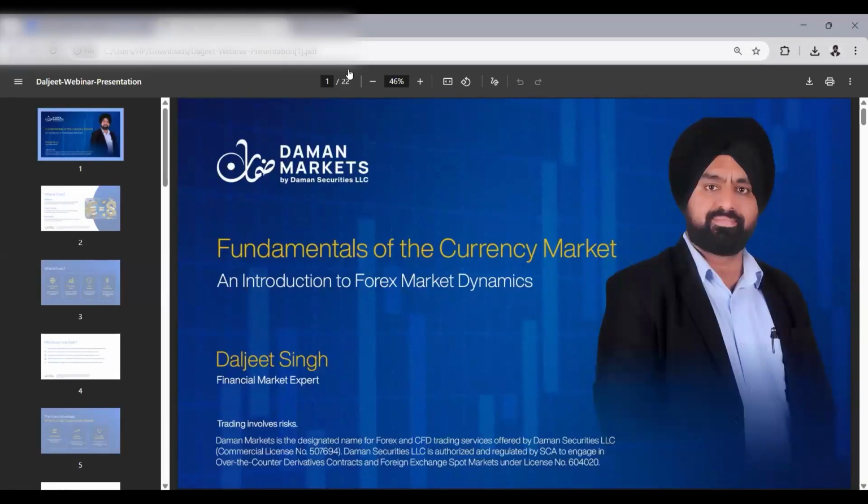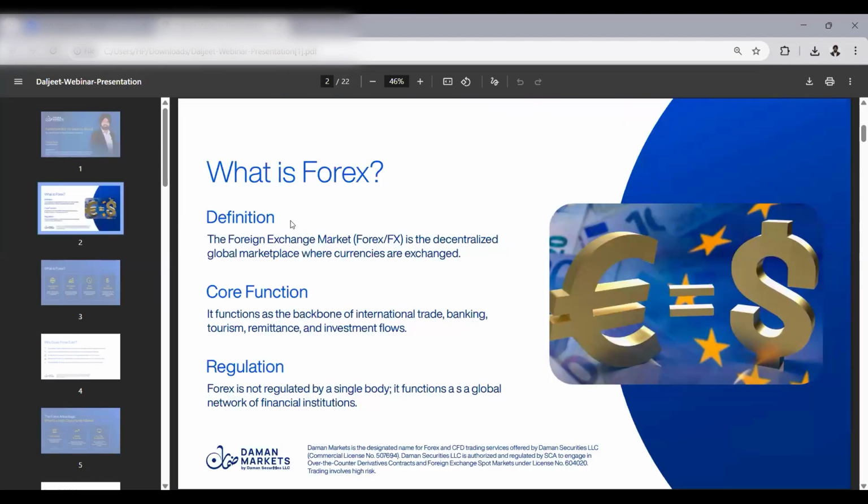So we are going to start the session with the fundamentals of the currency market, where we will understand what the forex market is all about, what the major participants in the forex market are, and at the same time the base core concept of the forex market: what currency pairs are, what major currency pairs and minor currency pairs are. We'll continue learning all that. So we'll start with the first topic, that is Forex.